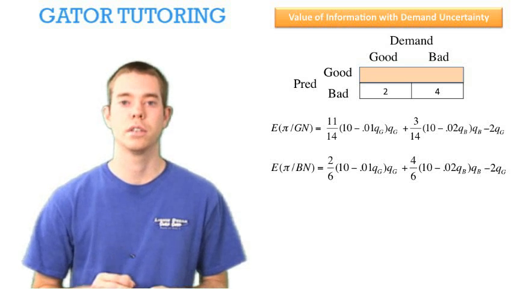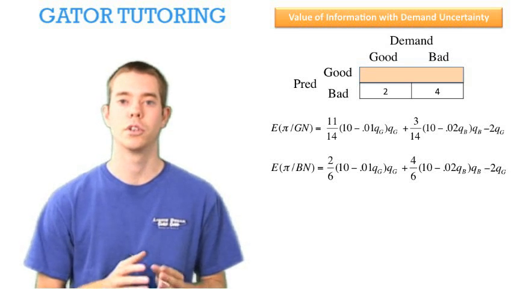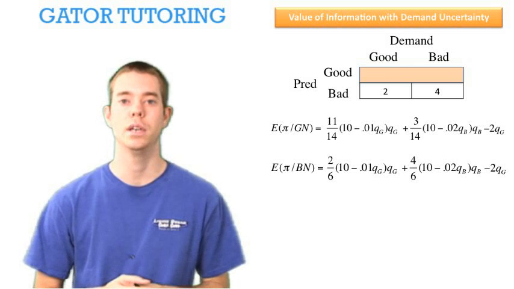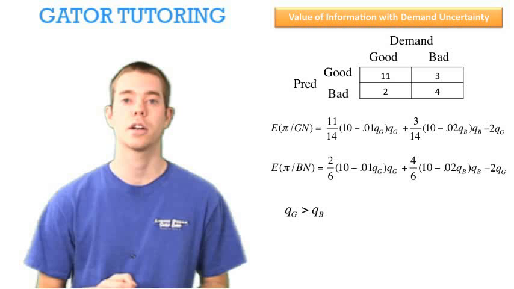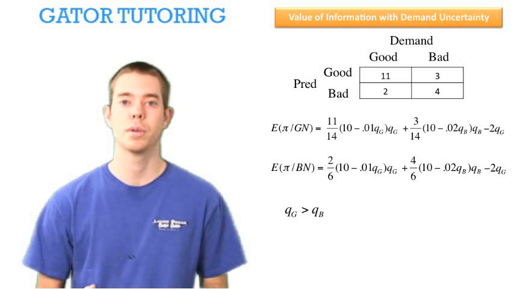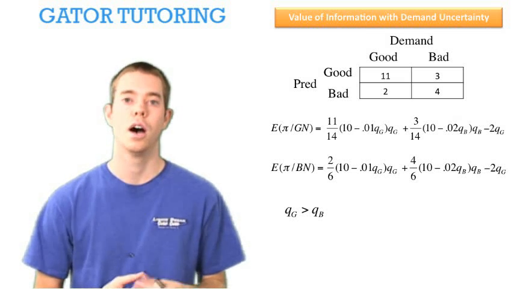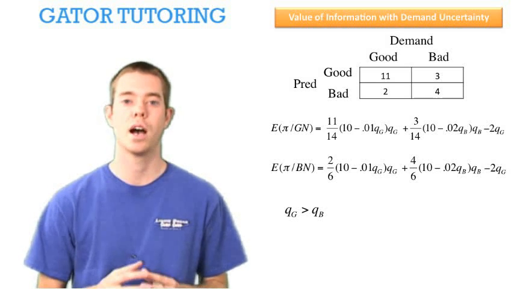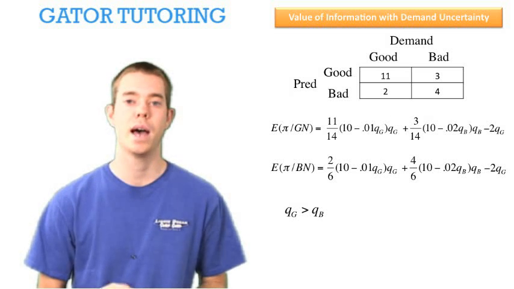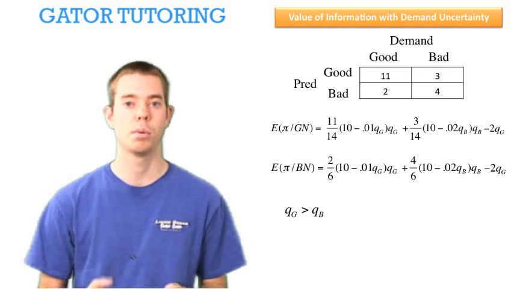For both of these steps, we're going to take the derivative of each profit function with respect to QG and with respect to QB, solve for QG and solve for QB, and we're going to make sure that we check our constraint, that QG must be greater than QB. For the expected profit given good news, this won't be a problem because the chances of a good period given good news are very high, 11 out of 14. However, for the expected profit given bad news, this constraint is probably going to be broken.